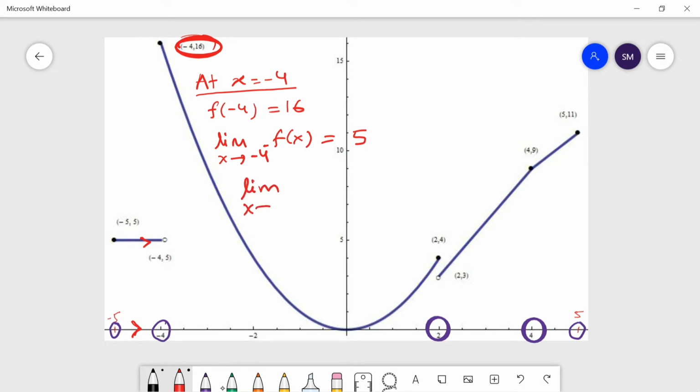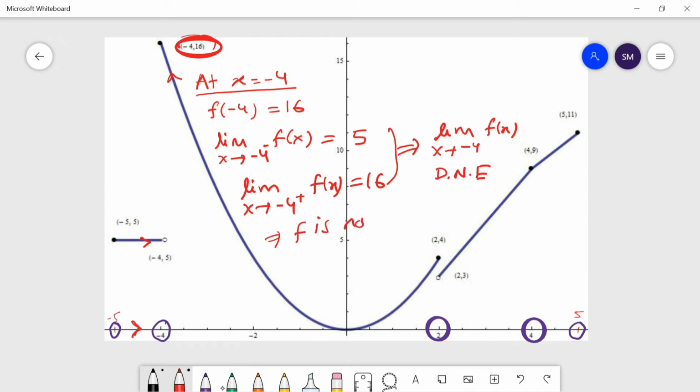Then limit x tends to -4 plus f of x. So together this implies limit x tends to -4 of f of x does not exist. So this implies f is not continuous at x equal -4.